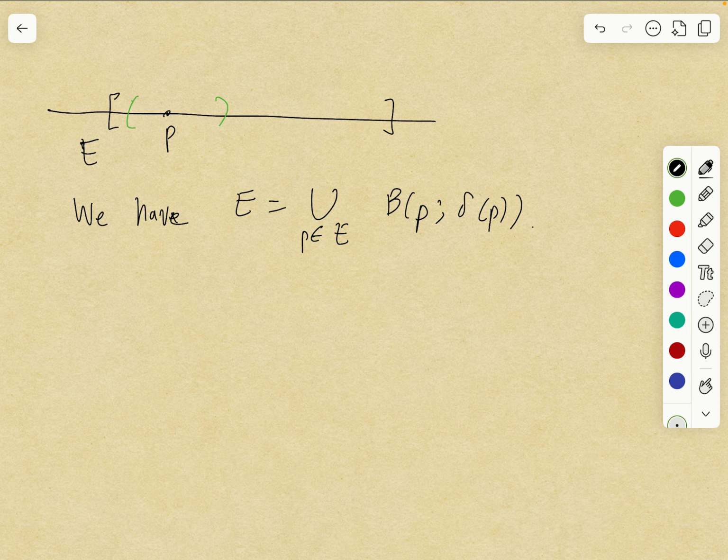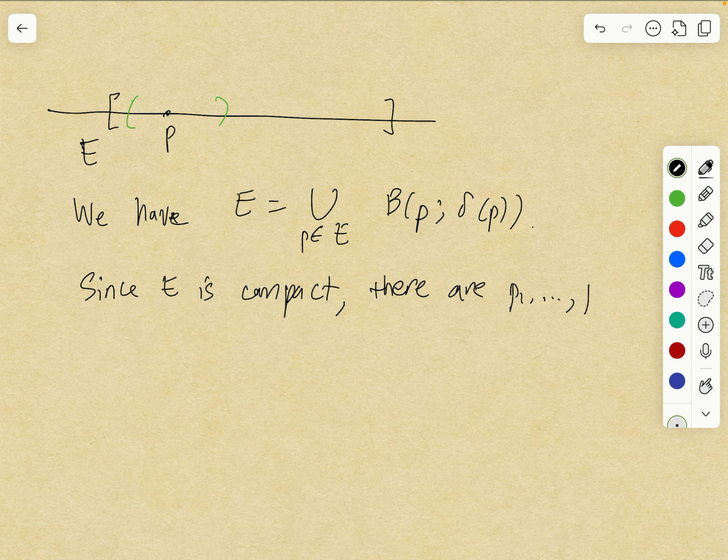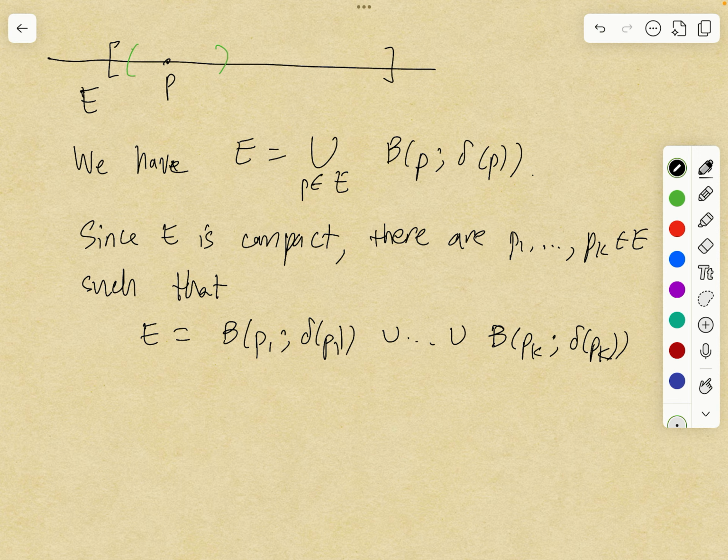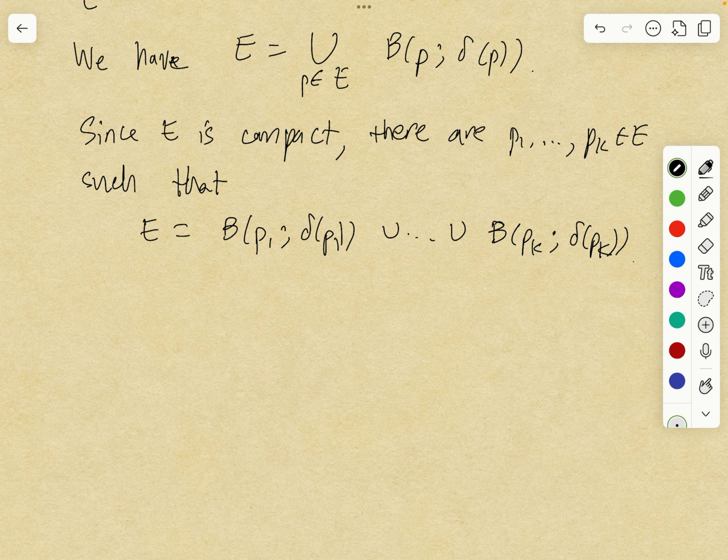And now we apply the compactness. So since E is compact, we have a finite subcover. So there are P1 to PK in E such that E is the union of these open balls. So we have this equality.